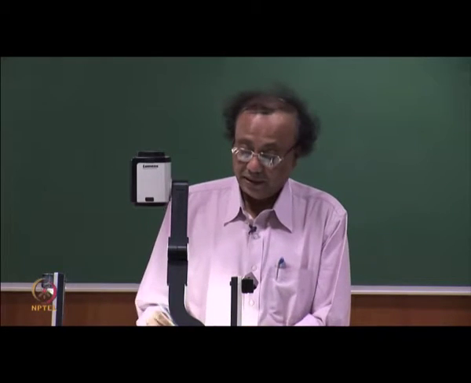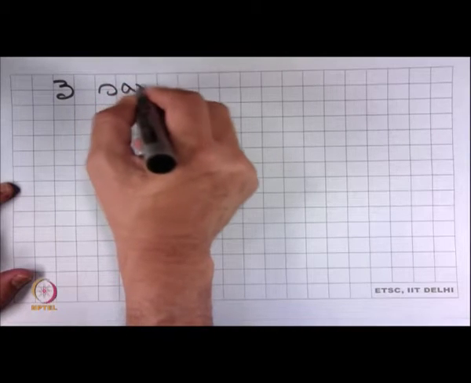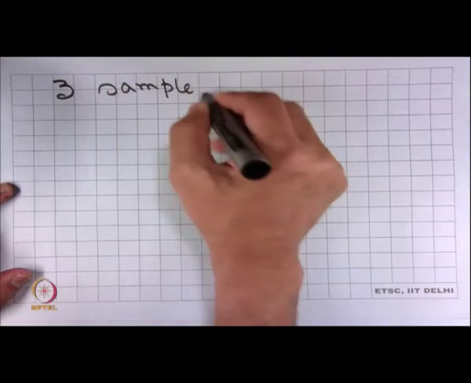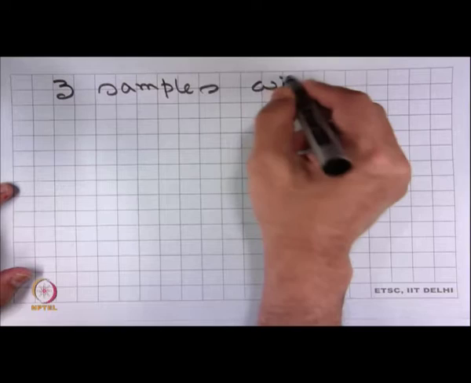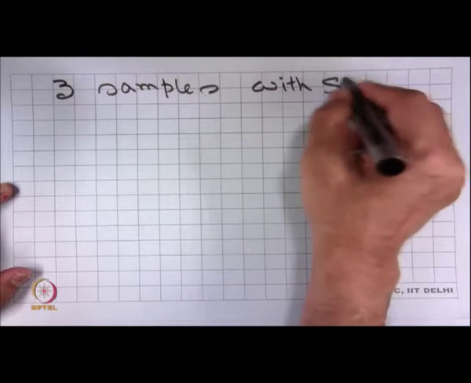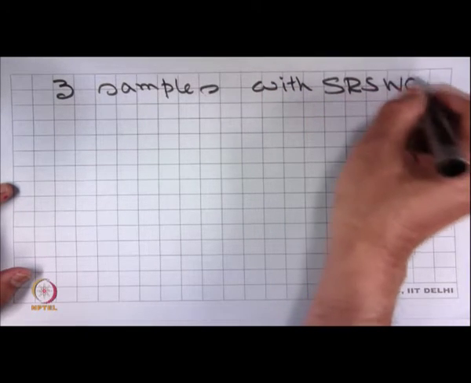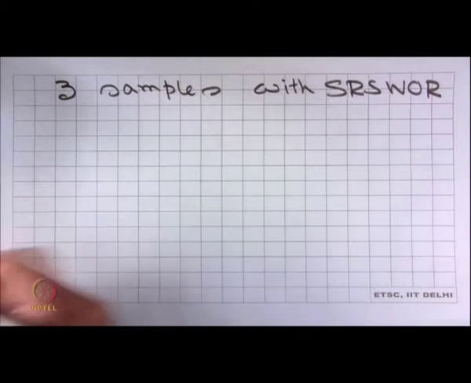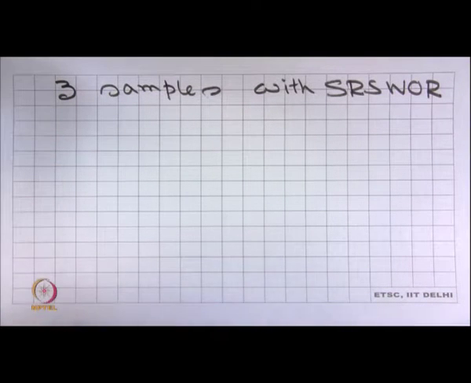Suppose I take 3 samples with SRS WOR. I am dealing with SRS WOR because SRS WOR is comparatively simple because it is doing from the same population. So, it is easily understandable.